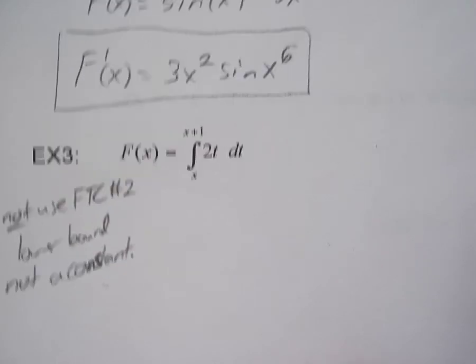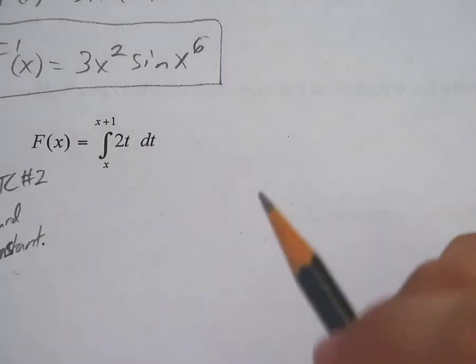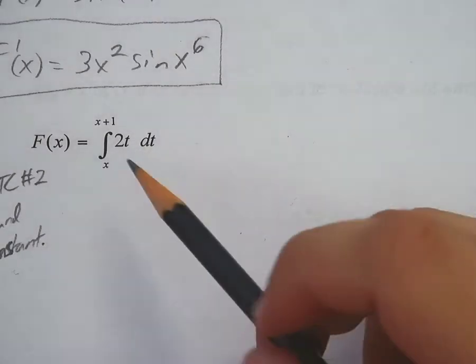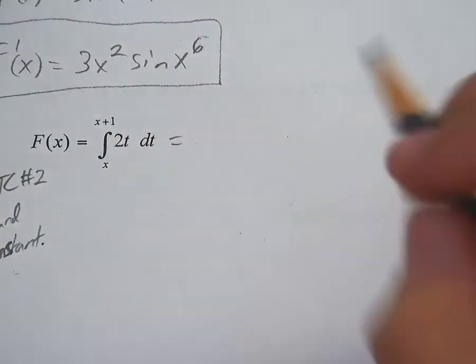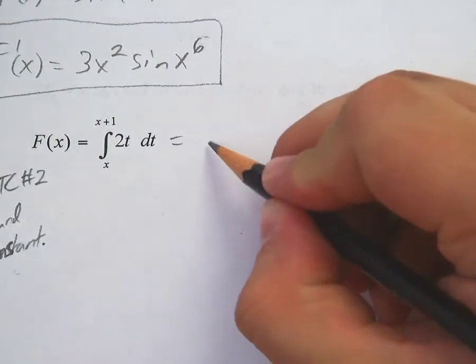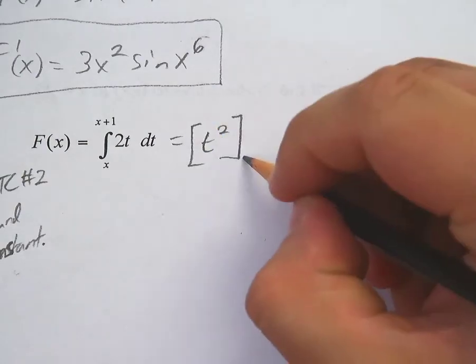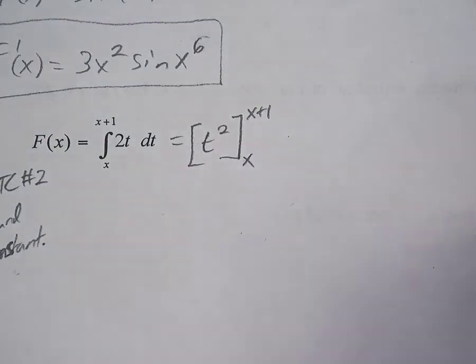So you're like, well, what do I do then? I'm going to work this just as I normally would. I'm going to work it just like normal. I'm going to take the integral of 2t. What is that? The integral of 2t is t squared, isn't it? And I'm going to evaluate that from x to x plus 1. So I'm literally doing exactly what I have right here.